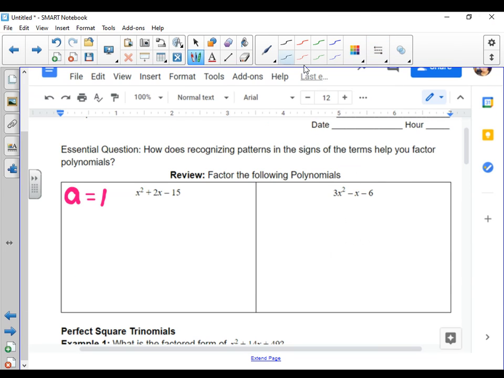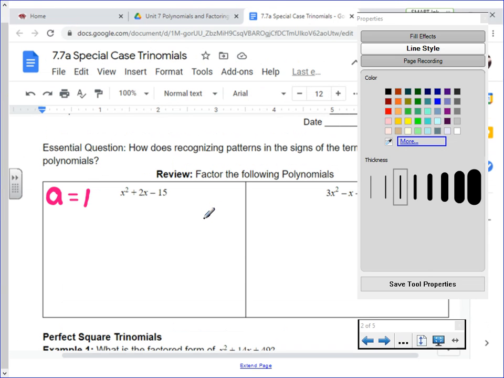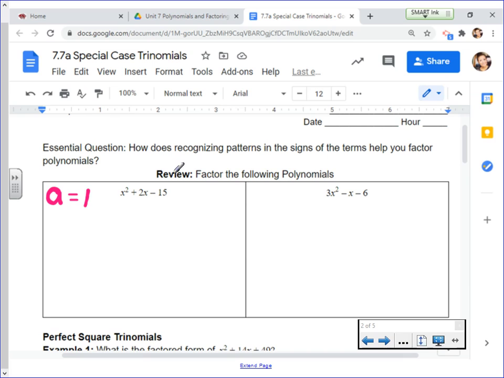Okay. So your A is 1. That just means there's no number in front of x squared. But what you should notice in this case is that this is your A, this is your B, this is your C. B is positive, C is negative.